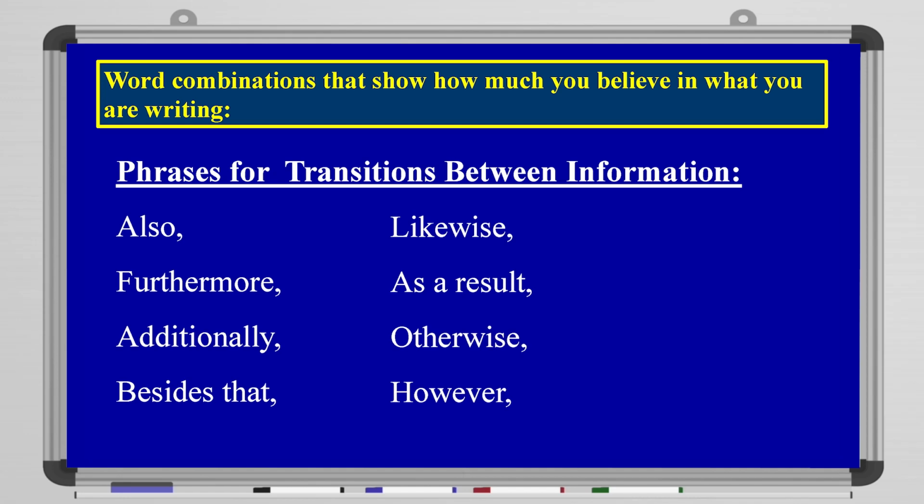If you are going to provide multiple pieces of information in this paragraph, you may use words like also. When the reader reads also, they know that there is more information coming in this paragraph. Furthermore, additionally, besides that, likewise, as a result, otherwise, however, all these words will show the reader that I have more to give you. I have more to show you. So those are useful words for giving information.